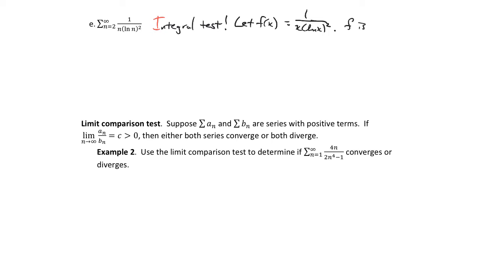Is f positive? Well, I've got the natural log of x and I'm squaring it, as long as the natural log of x is not 0, and it won't be. Natural log of 1 is 0, and we're not even including n equals 1. So I've got any number squared, it's going to be positive. x is already positive, so we're good.